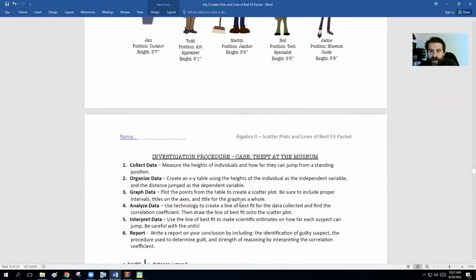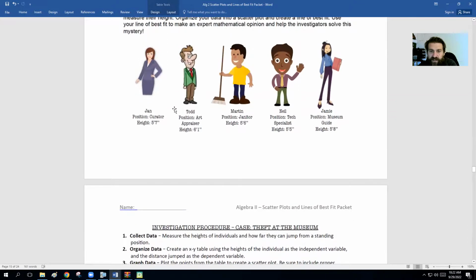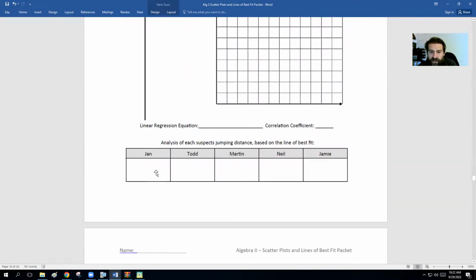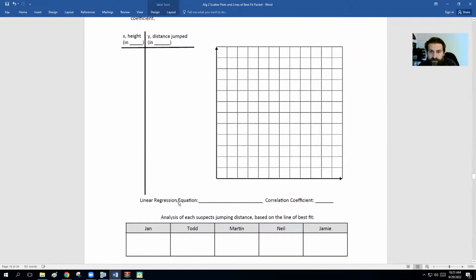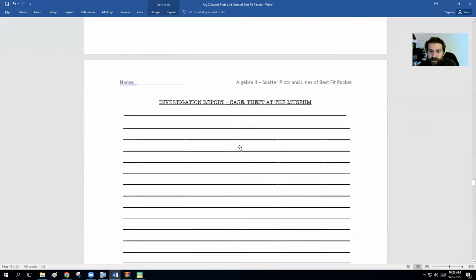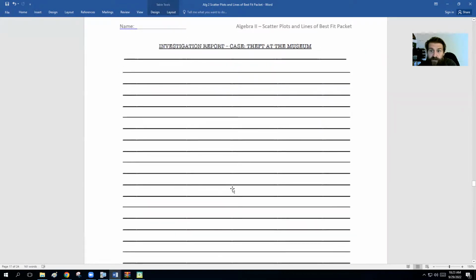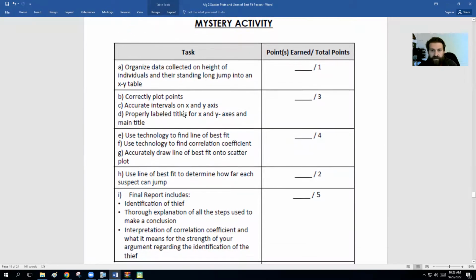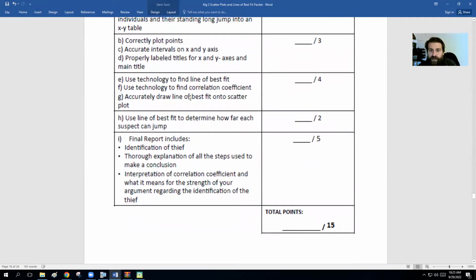Then once we have our graph, our linear correlation or line of best fit, we're going to plug in each person's height. So Jan is 5'7". We're going to plug in their height and try to predict what their distance would be. In the end, you are going to write up a report to give your best explanation of who the thief was. The big thing I'm going to be looking at is, did you collect the data in terms of height in the table? You got it all plotted out the right way, with the X and Y axes labeled appropriately. You got the line of best fit using Desmos here, and you found the correlation, and you got a good line of best fit.